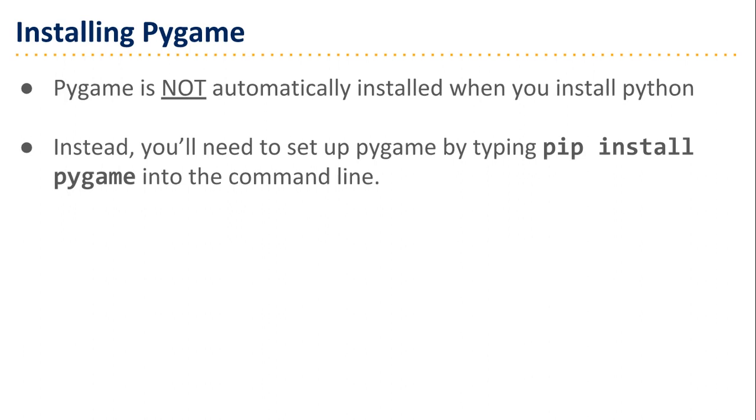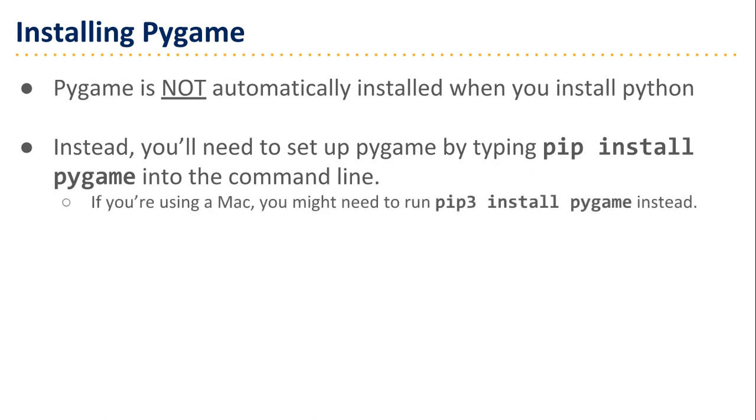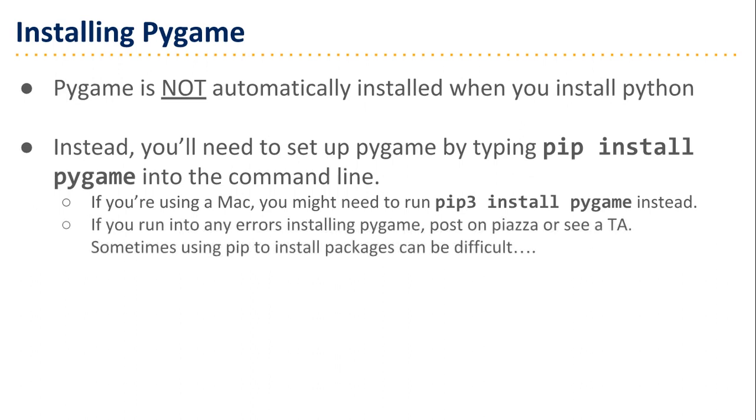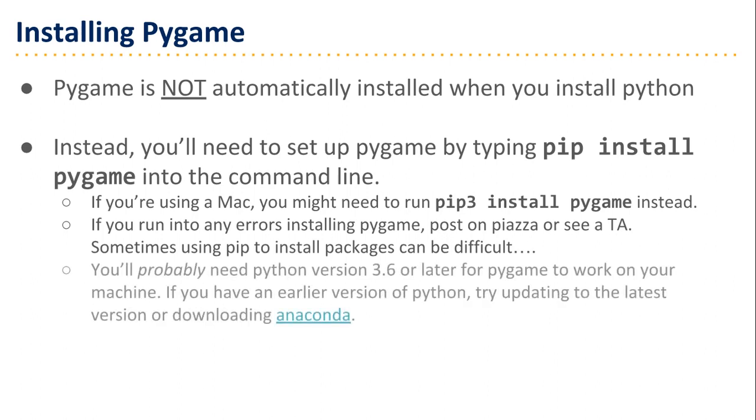So you should type the command pip install Pygame into the command line, and that will download the Pygame package onto your machine. Now, a few notes, because this can get a little messy. If you're using a Mac, you might need to use pip3 install Pygame instead of pip, so I don't know, try both. If you run into some other error when you're trying to install it, just post on Piazza, talk to a TA. Occasionally pip can be annoying, but for most of you this should work without error.